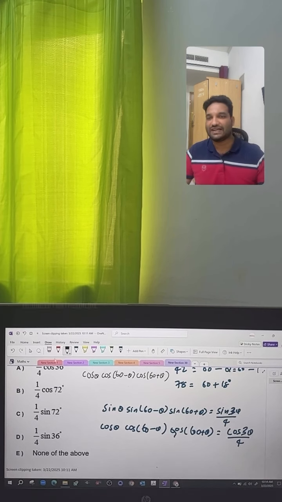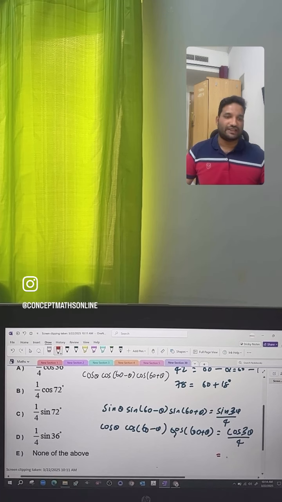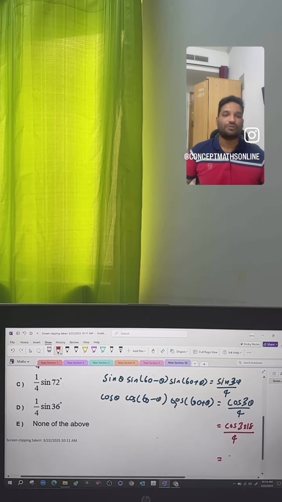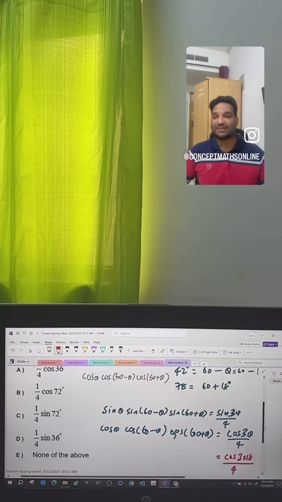So here what is the answer? Cos 3 theta by 4. We assumed theta is 18 degree, so cos 3 into 18 degree by 4. Now it's cos 54 divided by 4. But you don't see cos 54 directly in the answer options.